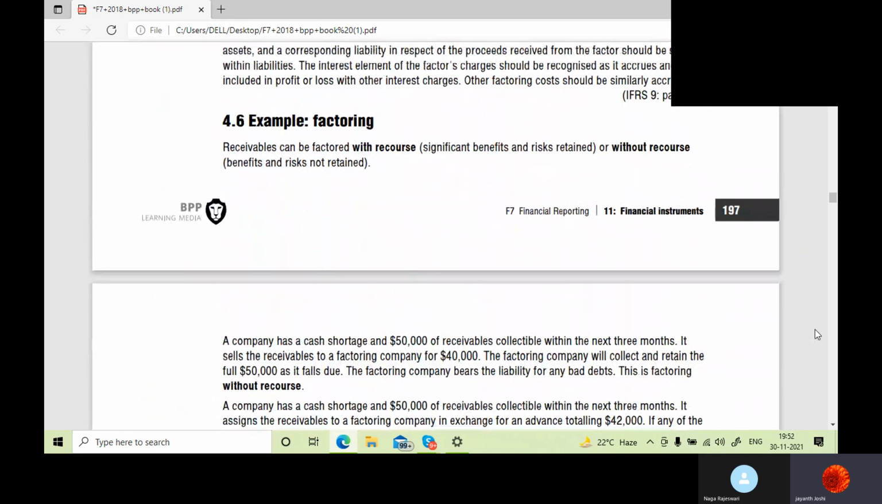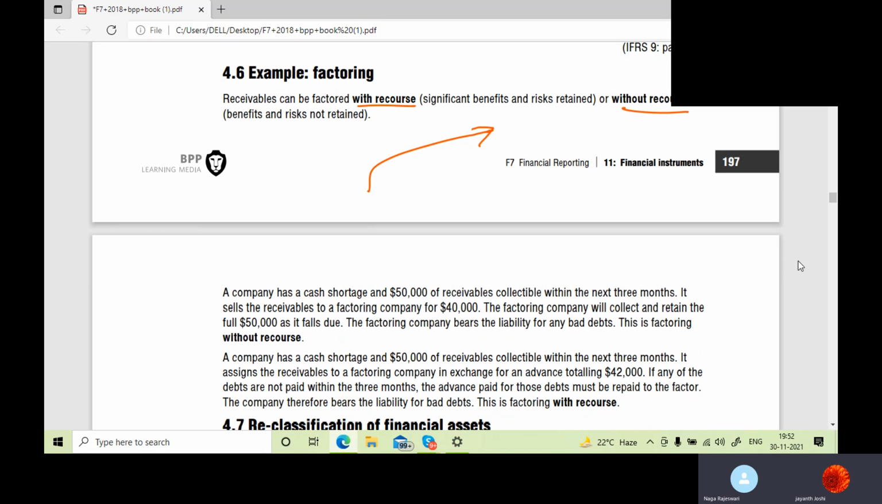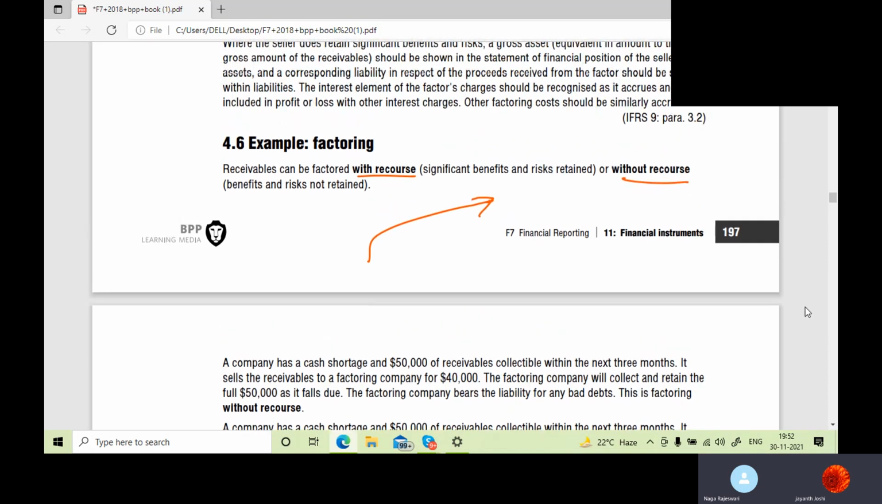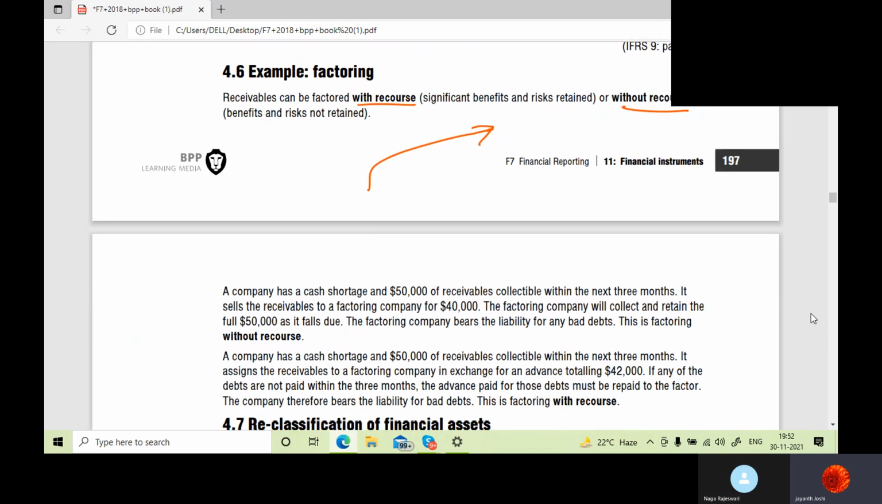One small example. Receivables can be factored. That means factoring can happen in two ways: with recourse, without recourse. With recourse means if you are giving the factoring, that means you are selling your receivables to the factor company, whatever the risks and benefits are there, that means default or anything can happen from customers, you should take care. Without recourse means you should not take care, they will take care. With recourse, bad debts are your responsibility. Without recourse means they will take responsibility.